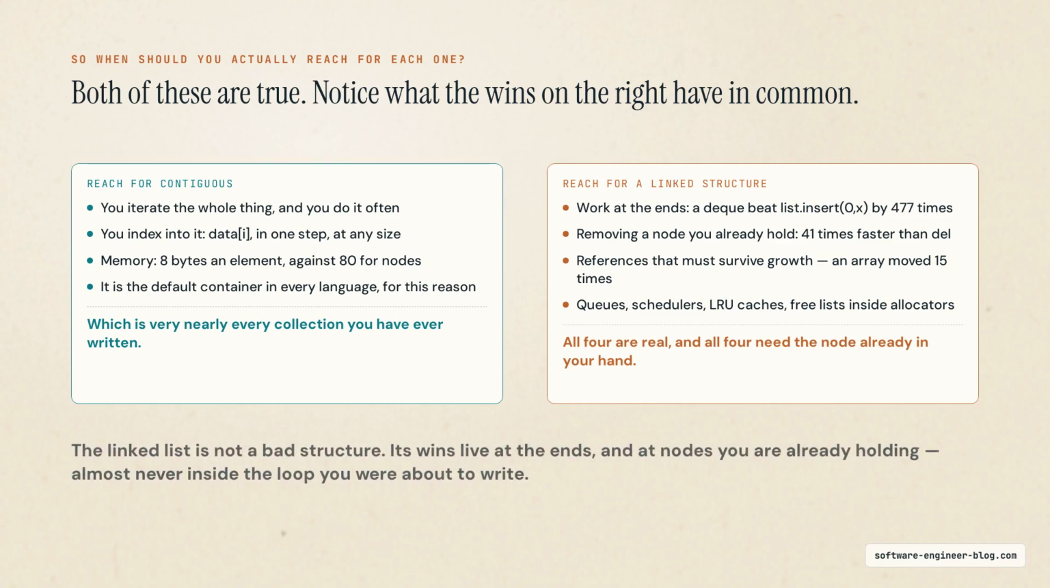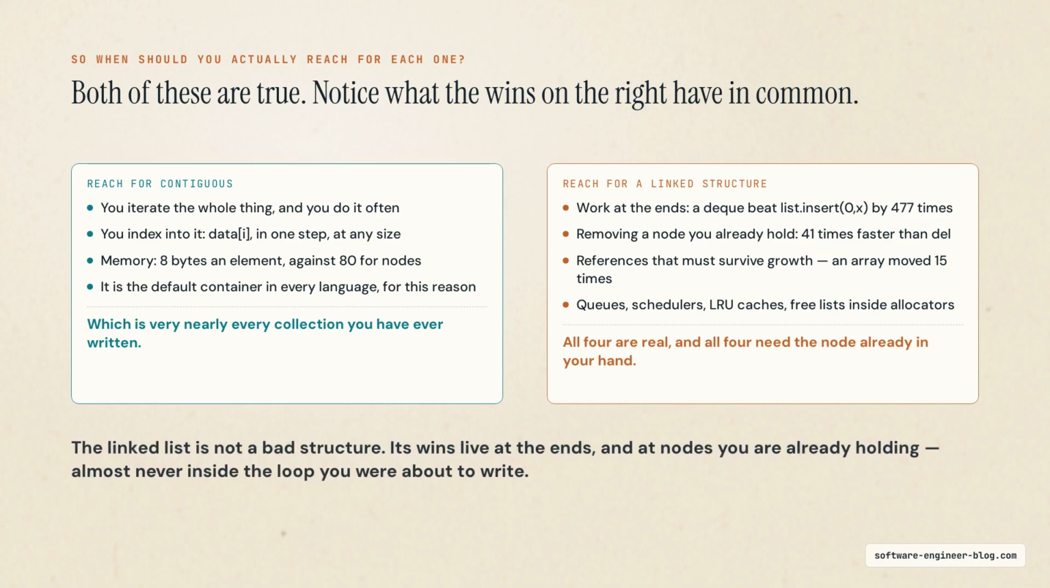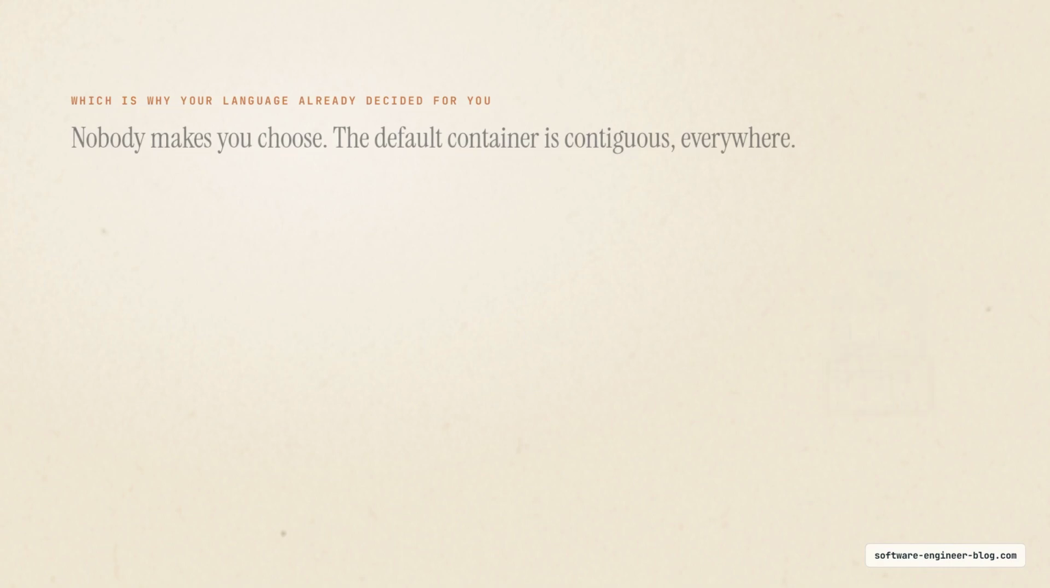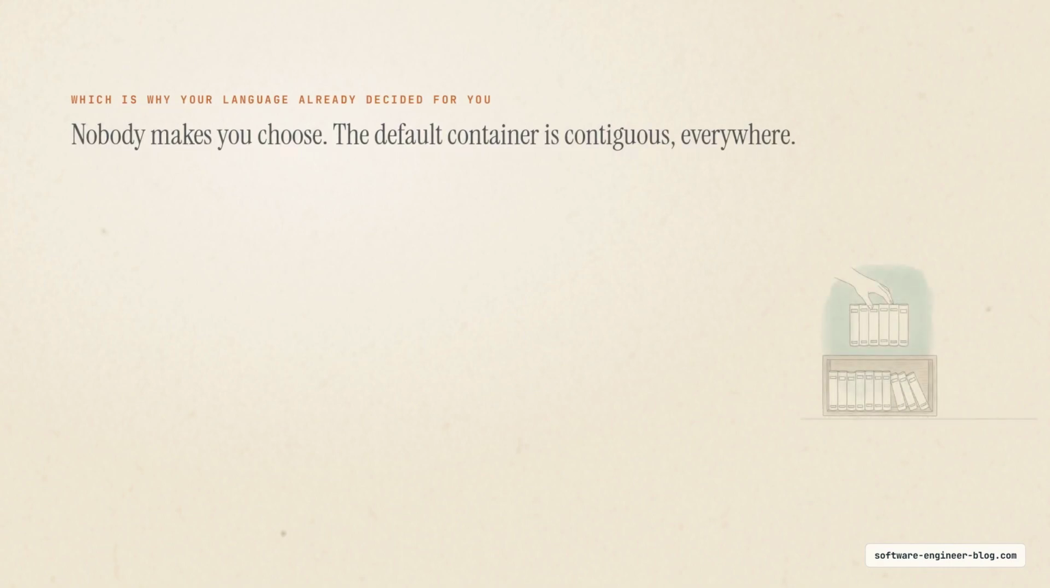All 4 of those are real, and notice what they have in common. They all need the node already in your hand. Which is why your language has already decided for you. A Python list is a contiguous array of pointers. The values live elsewhere, but the pointers are neighbors, and the pointers are what you walk.